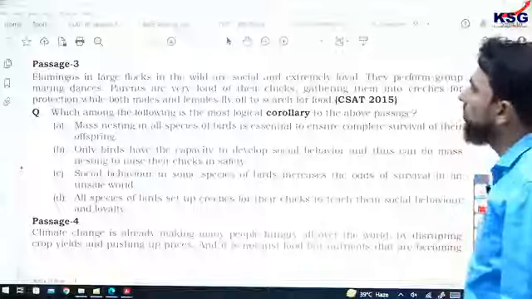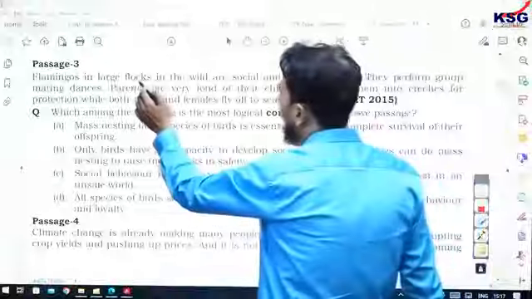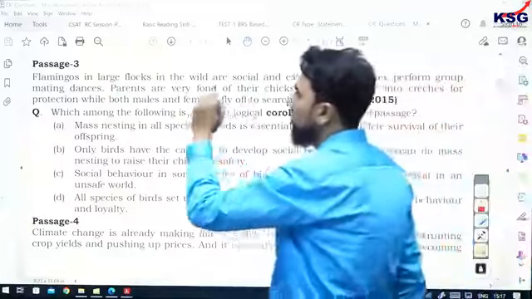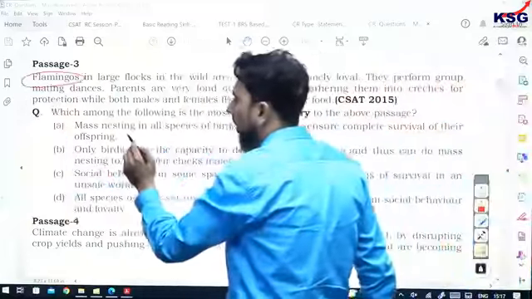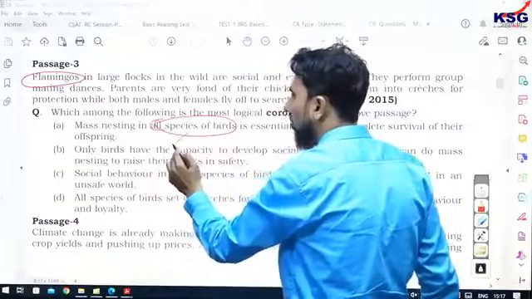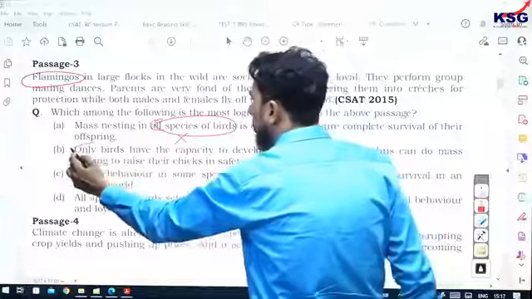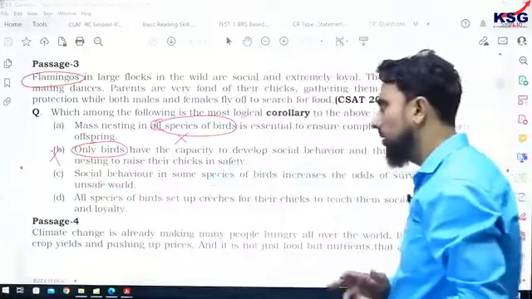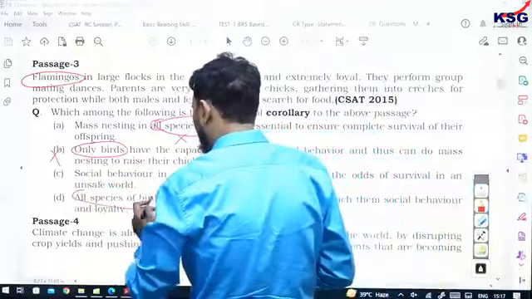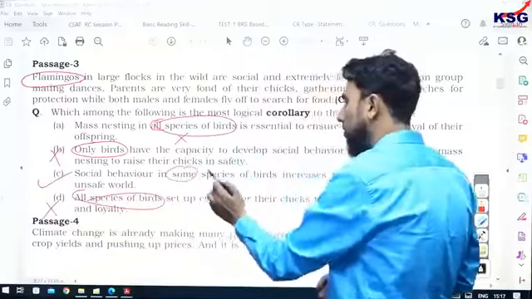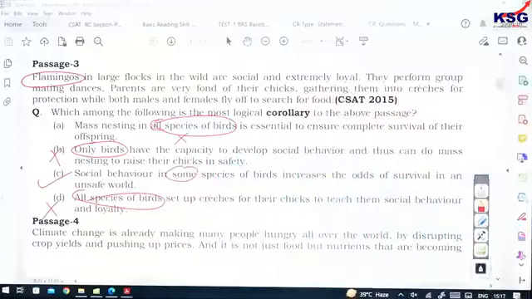The passage talks about flamingos in large flocks in the wild being social and extremely loyal. Since the passage only talks about their social behavior, mass nesting in all species of birds becomes incorrect because of all species of birds. B is also wrong because it says only birds have the capacity. We don't know whether other species have it or not. The same goes with D, all species of birds set up. No, we don't know. C, social behavior in some species of birds increases the odds of survival in an unsafe world. That is the correct answer.